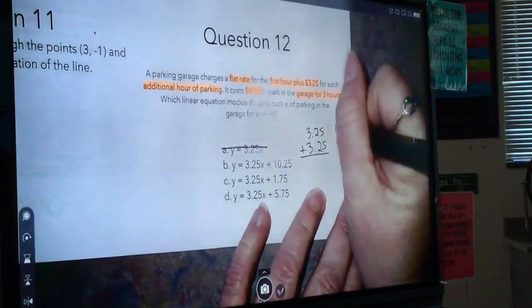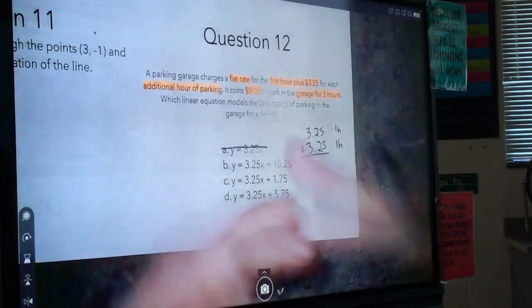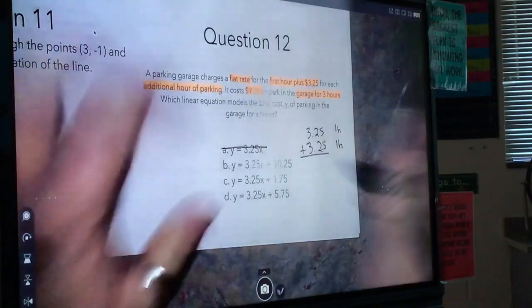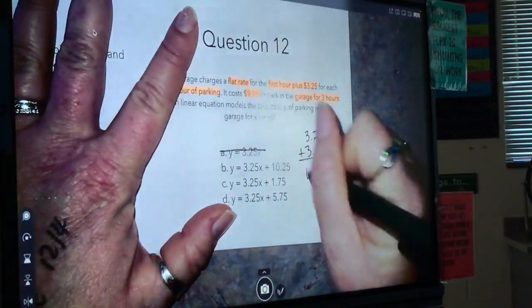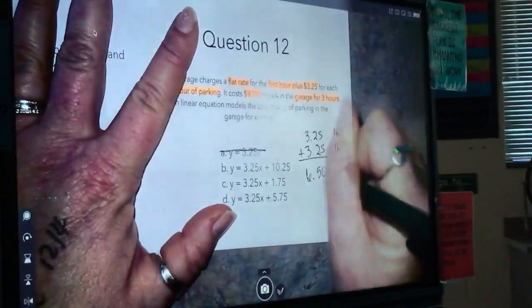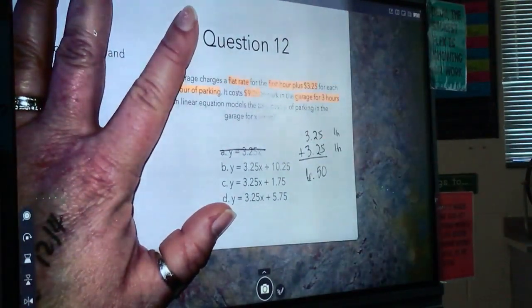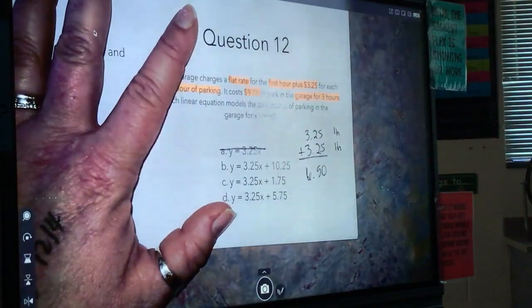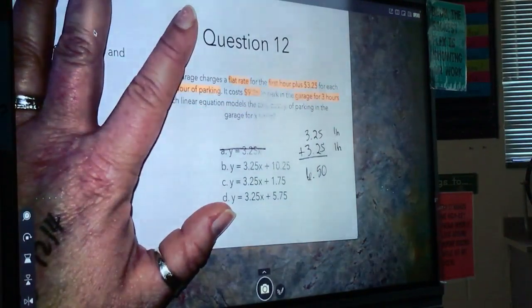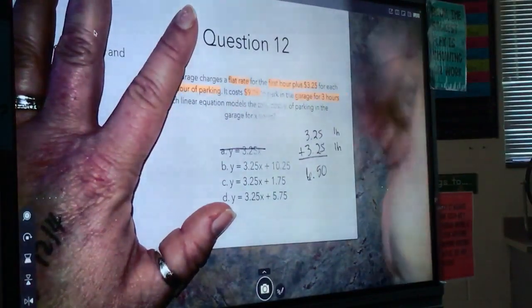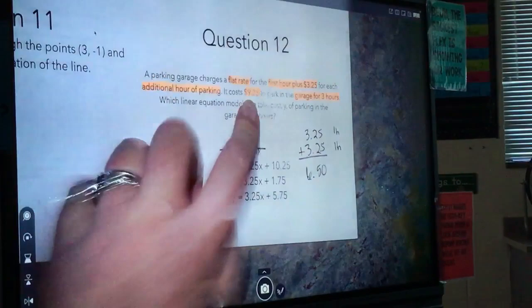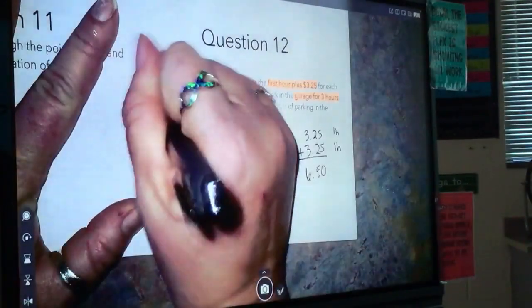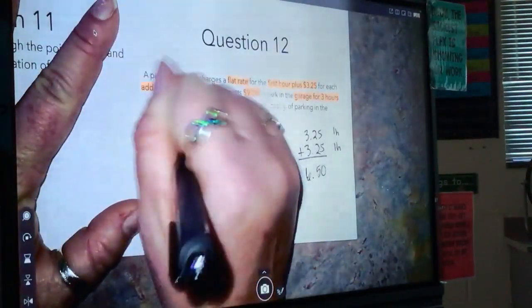This is 1 hour. This is 1 hour. But I have that flat rate that I don't know what it is. So I'm going to add these two together, and I'm going to get 6.50. Make sure my math is right. She did this wrong. So it's going to be 6.50. So then what do I do with my 6.50 and my 9.25? Subtract it. Yes. So 9.25 minus 6.50.